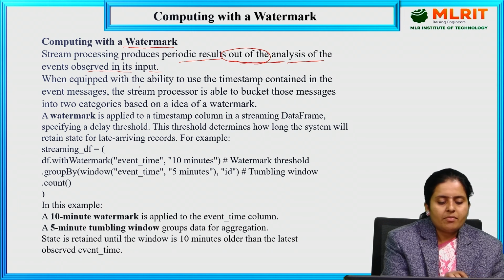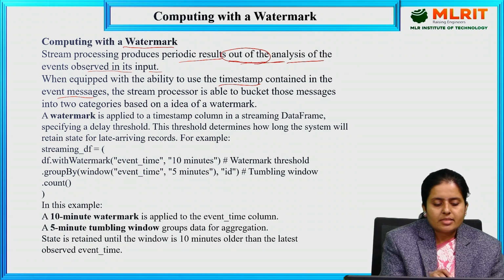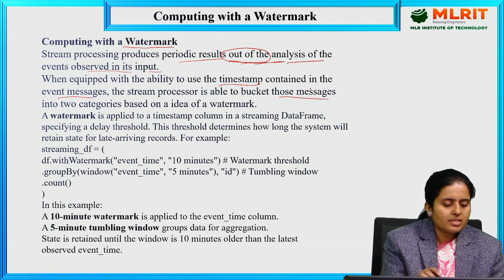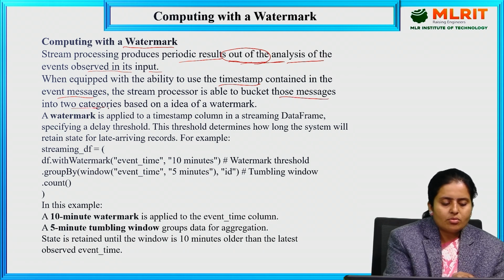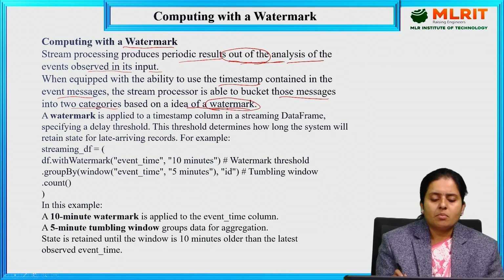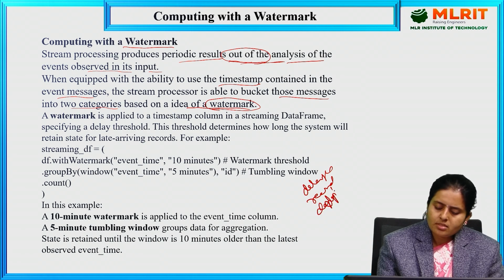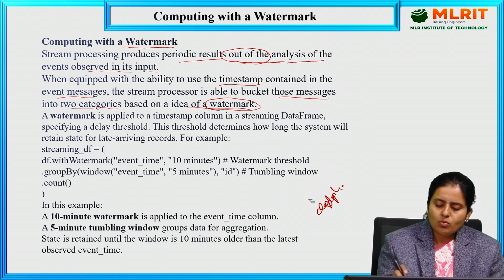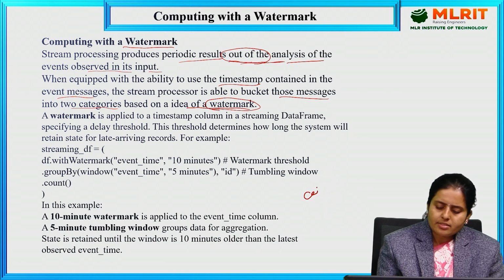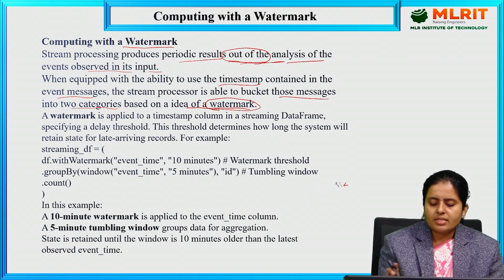When equipped with the ability to use the timestamp contained in the event messages, the stream processor is able to bucket those messages into two categories based on the idea of the watermark. So those delayed events, reordered events, or any deduplication events are marked into categories with respect to the watermark, and based on those categories we can divide and process them.